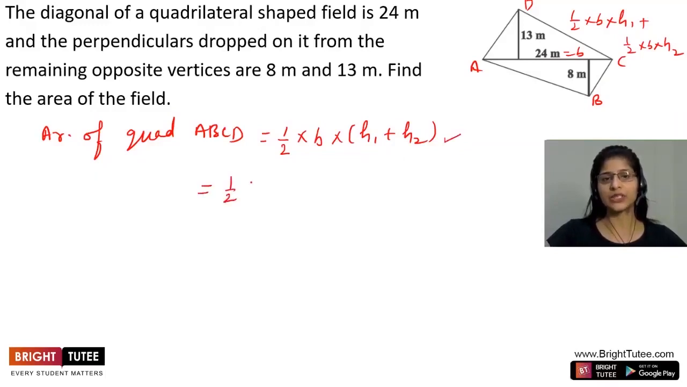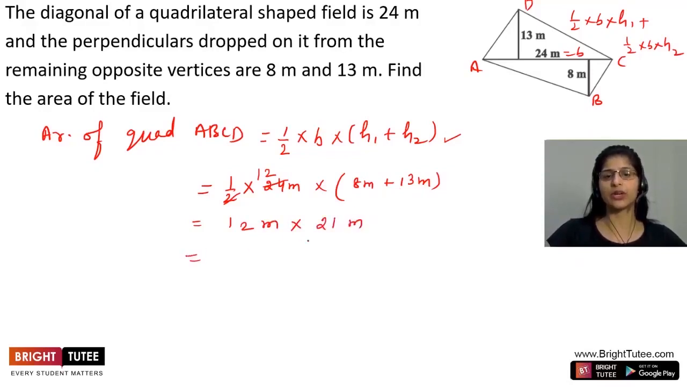Now putting the values, half into base, AC here, AC is 24 meters, right? Into H1 is 8 meter plus H2 is 13 meter. So 2 ones are 2, 2 twos are 4. We get 12 meter into 13 plus 8 becomes 21 meter. So we are going to multiply 12 with 21 and the area will come out. 12 ones are 12. Right, 2, then carry is 1, 12 twos are 24, so 25 will come when we add the carry into it.